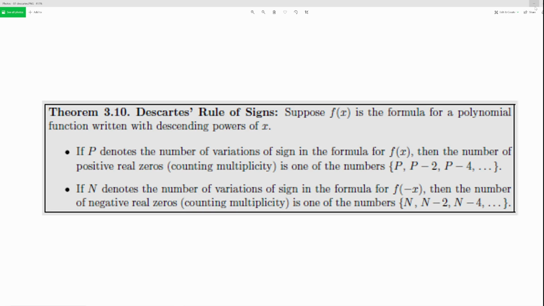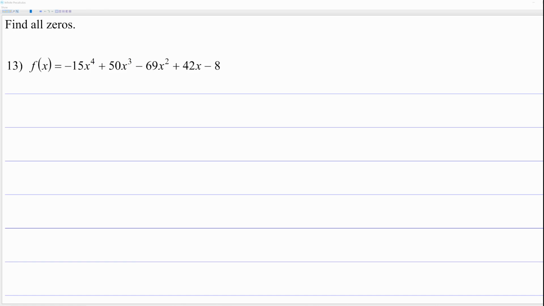So, let's take a specific example and see what Descartes tells us. So we're going to count capital P, the number of positive real zeros. Now, the theorem said that we should count the variations of sign of the formula. What that means is you go to the formula and you start with the first term. So the coefficient of the first term is negative 15.